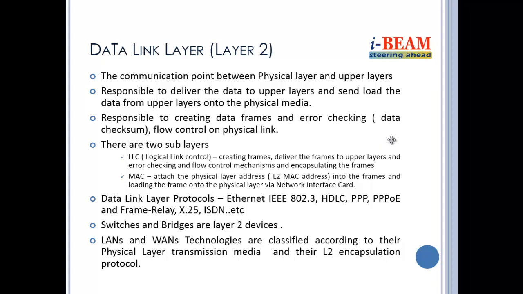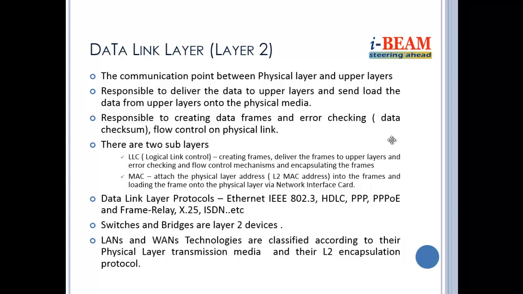Data link layer protocols are Ethernet IEEE 802.3, in serial links HDLC encapsulation, PPP, PPPoE, and Frame Relay, X.25, ISDN, etc. As devices in an Ethernet network, switches and bridges are layer 2 devices by default, because they learn the MAC addresses and build the MAC address table in the switches and bridges, and then they do the forwarding based on the layer 2 physical MAC addresses. That's why switches and bridges are layer 2 devices.